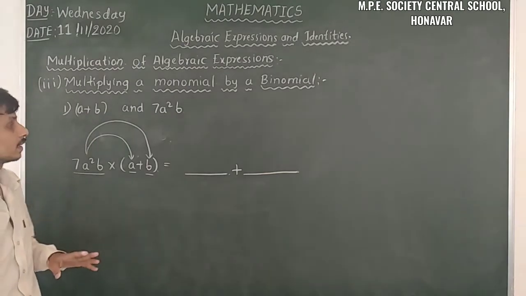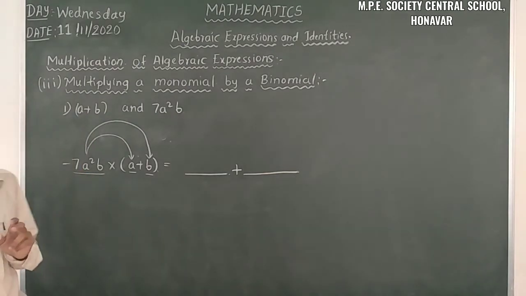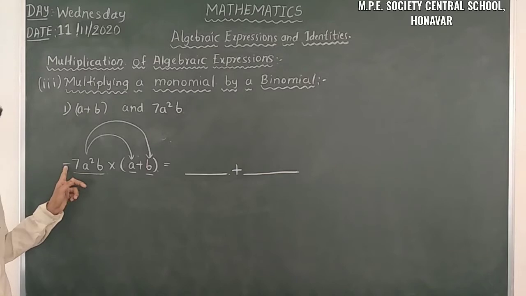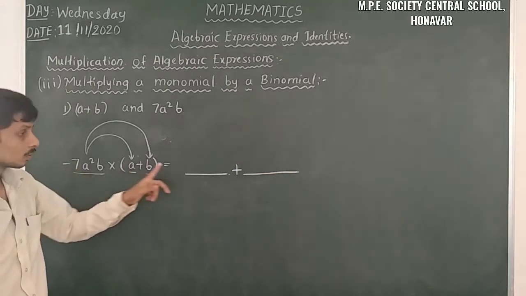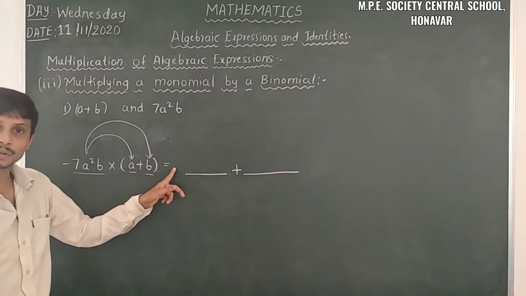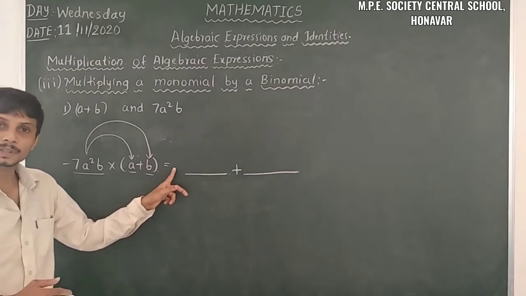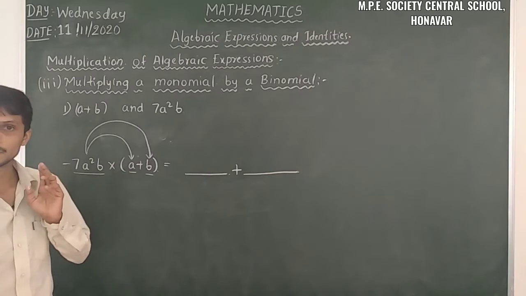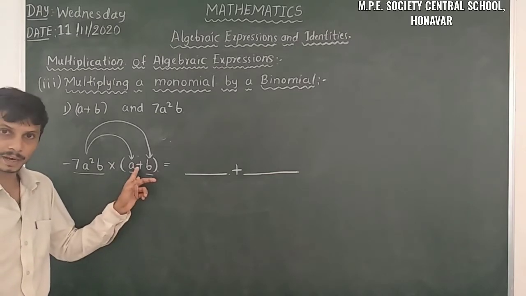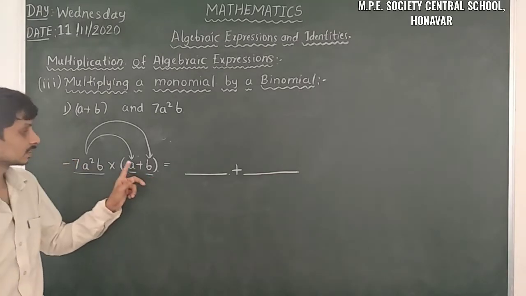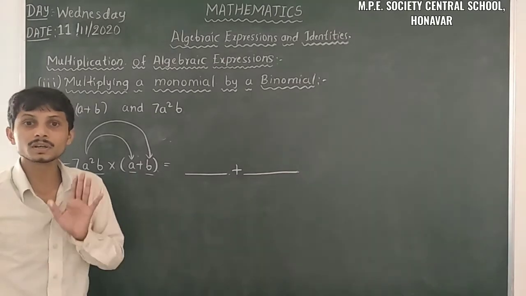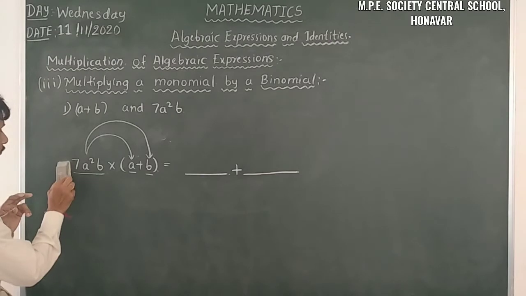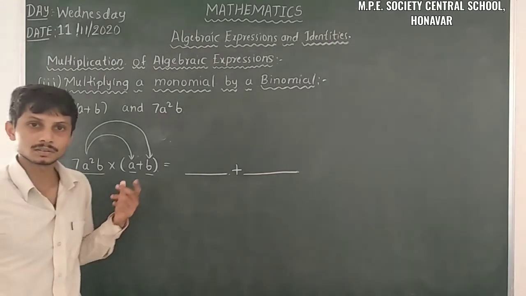Be aware of the sign here. If this is a minus sign, you have to multiply that one also. Here minus is there, here plus is there. Must and should you write the sign. So after multiplication of minus and plus. And here if we have minus, you have to multiply minus and minus. So be aware of the sign here also. So here we have these things.